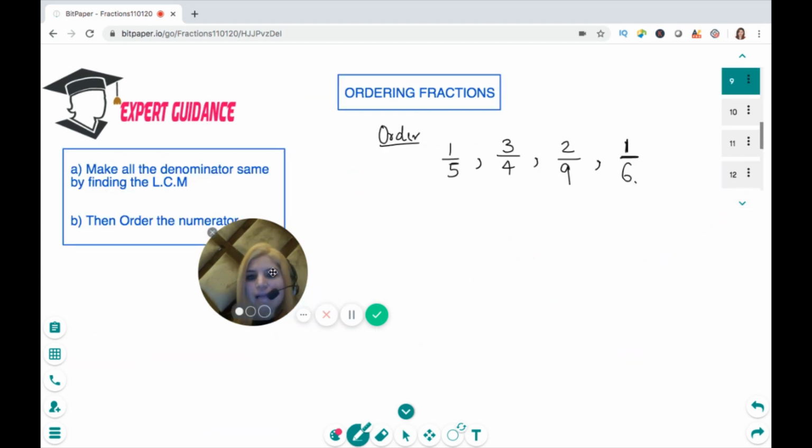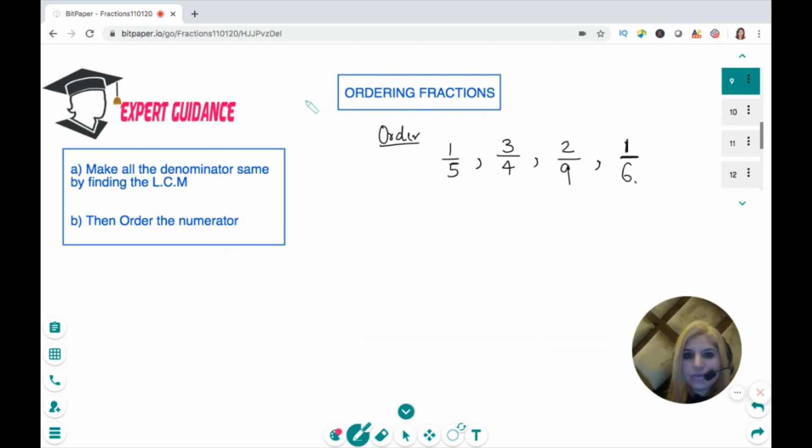Now let's see ordering fractions. For ordering fractions, what you have to do, you need to make the denominator the same with the least common multiple and then order with the numerator. So here we'll find the common denominator of 5, 4, 9, 6. Now what is the technique to do that? Write 5, 4, 9, 6 and do the least common multiple.